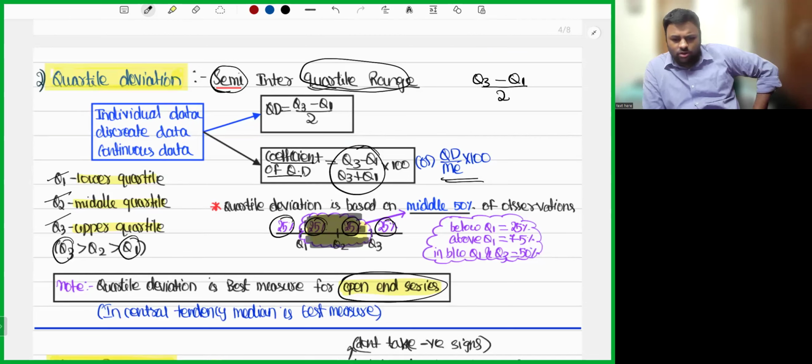Right? Next, I told you quartile deviation is the best measure for open-end series. Next, at last, I told you in central tendency, what is the best measure? Median is the best measure. In dispersion for open-end series, quartile deviation is the best measure. In central tendency, median is the best measure.